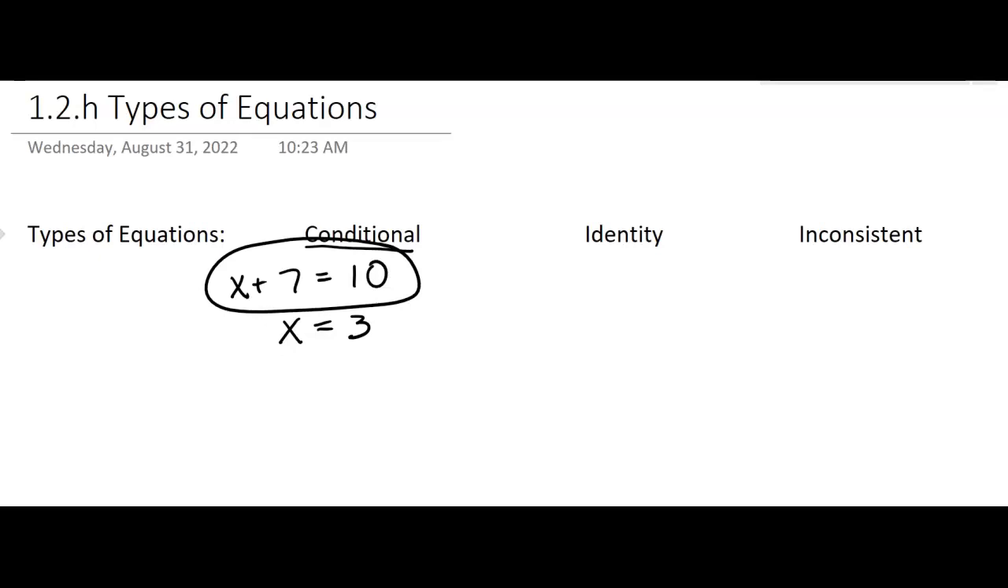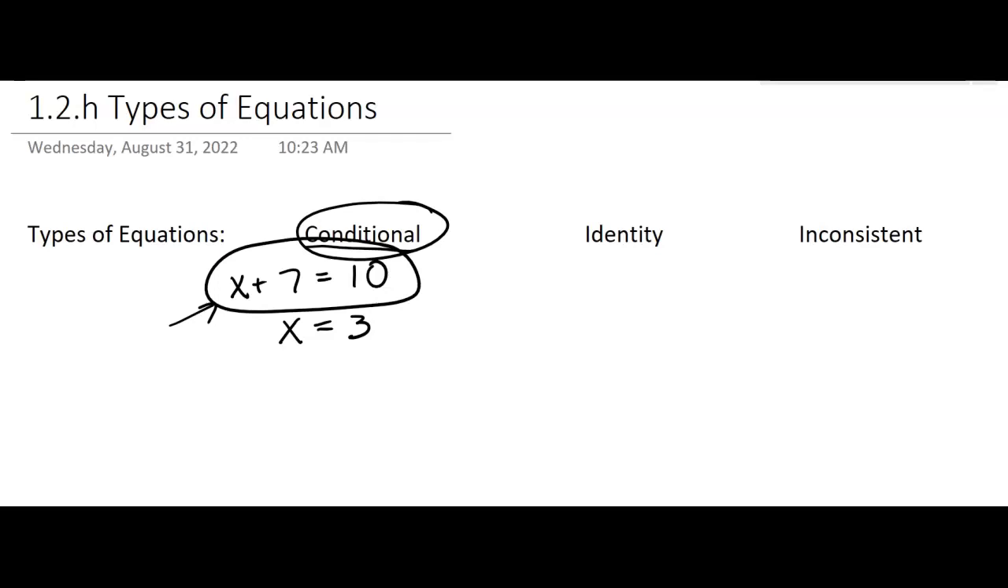Okay? So right now, that equation isn't true or false. It depends, right? It depends on the value of x. If x is 3, then it's a true equation. If x is something else, like 2.2, then it's not a true equation. So that's why it's called conditional. It's dependent on the value of x.